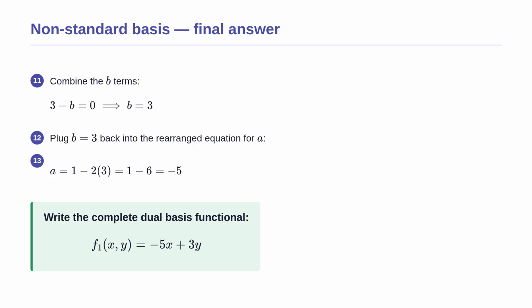f1 of (x, y) equals negative 5x plus 3y. If you feed any vector into this magical scanner, it spits out exactly how many times you need to use the first skewed vector to build it. This is the physical meaning of our result.